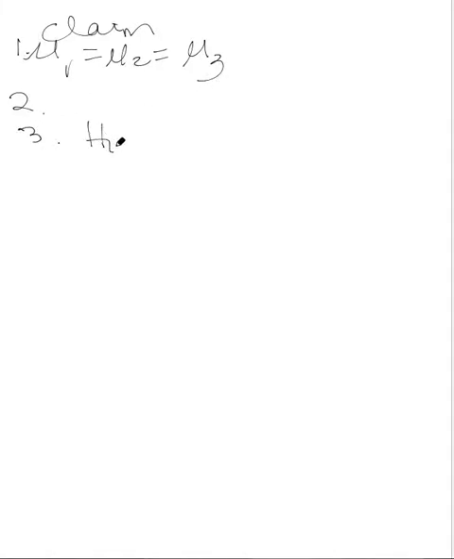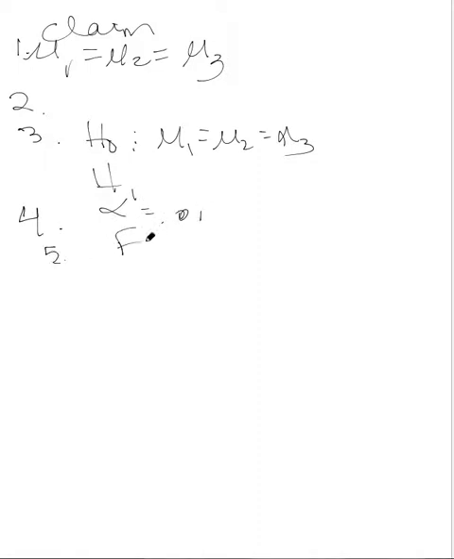Step 3, our null hypothesis is the same as our claim. And then H1 is the same as statement 2, that the means are not all equal. At least one's different from the other. Step 4, we're given alpha 0.01. Step 5, it's the F test statistic. This is the ANOVA test. Again, it's the analysis of variance is what that stands for.